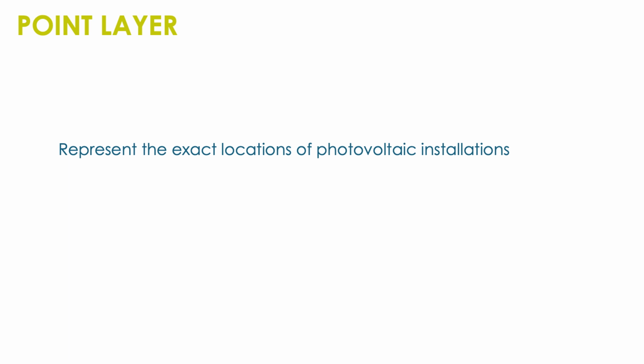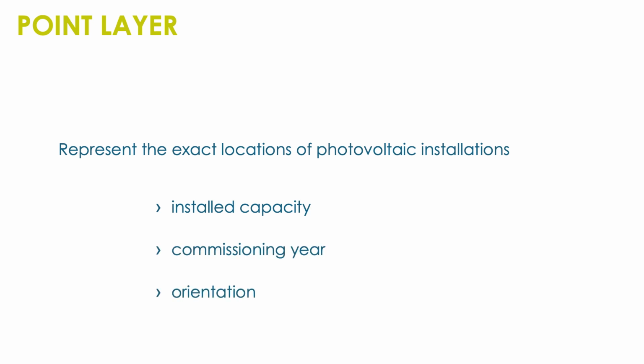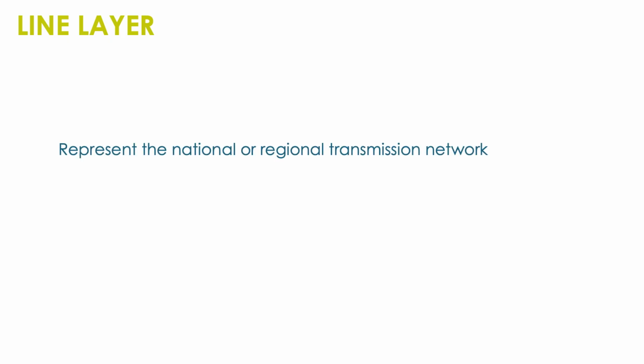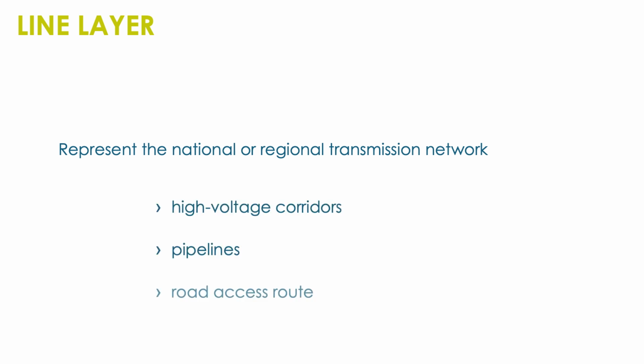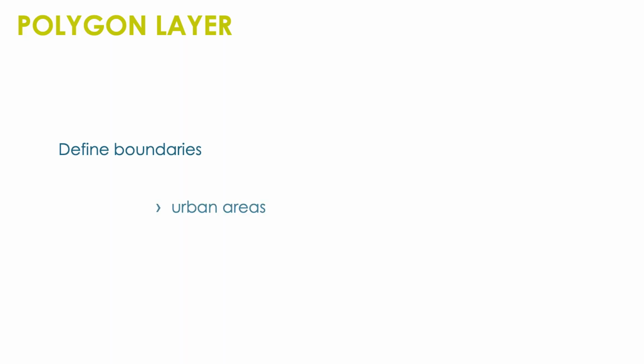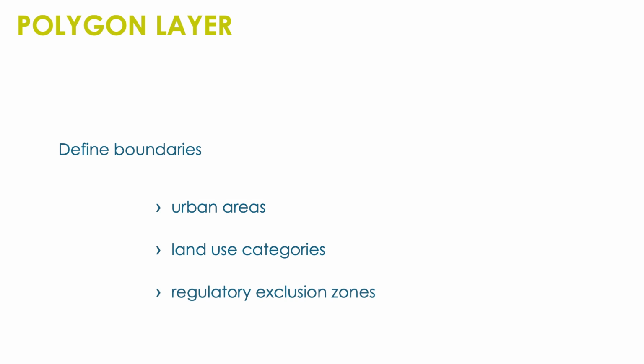Let's consider some concrete examples in the energy domain to better understand how vector geometry translates into real-world applications. A point layer might represent the exact location of a photovoltaic installation, each point storing metadata like installed capacity, commissioning year, or orientation. A line layer could represent the national or regional transmission network, mapping high-voltage corridors, pipelines, or road access routes. And a polygon layer could define boundaries of urban areas, land-use categories, or regulatory exclusion zones, like protected environment areas or military domains.